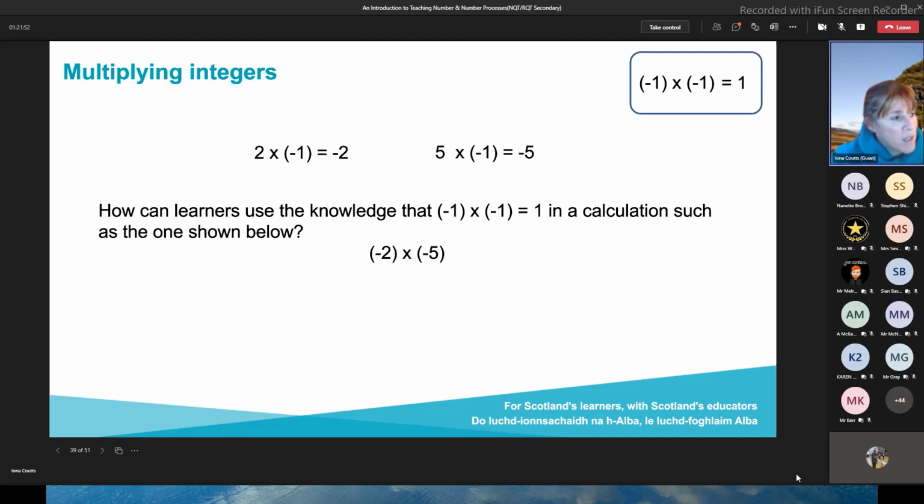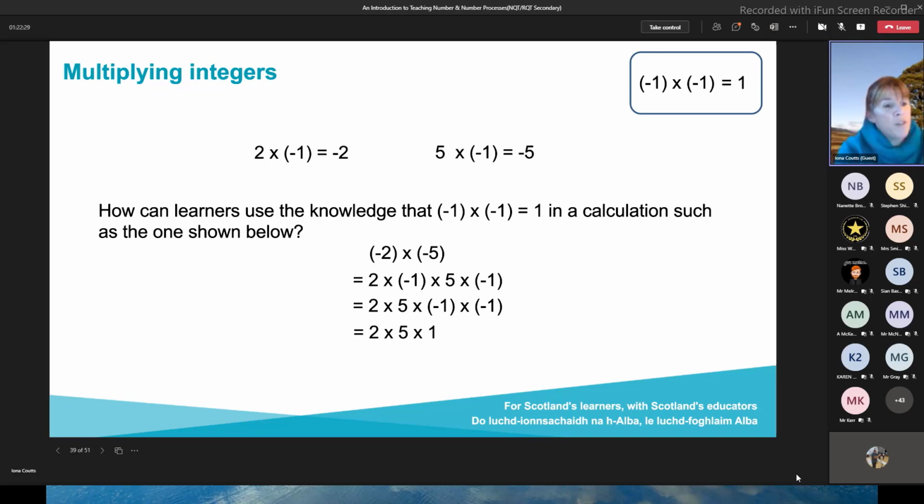So instead of just having the numbers -2 and -5, we could write our -2 as 2 -1s. We can write our -5 as 5 -1s. And then we can see that actually the bit about the answer being positive, it doesn't even matter about the 2 and the 5. It matters about this basis that we've got a multiplication of -1 times -1 in there. So what we have there, we can do our 2 times 5, that's the 10. Our -1 times -1 gives us our 1. And we know that -1 times -1 is 1. So we've got this calculation here.